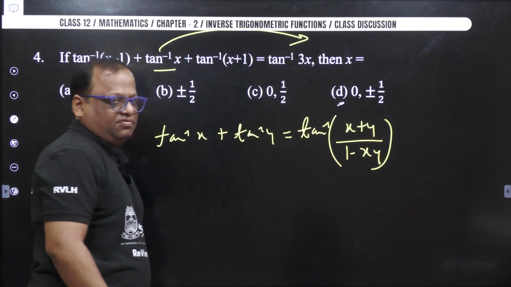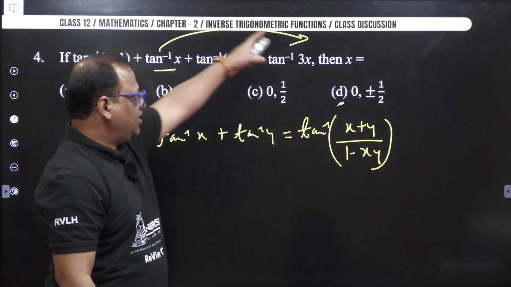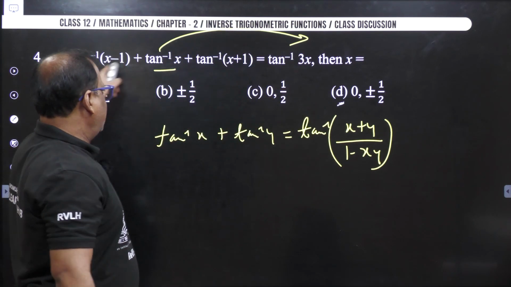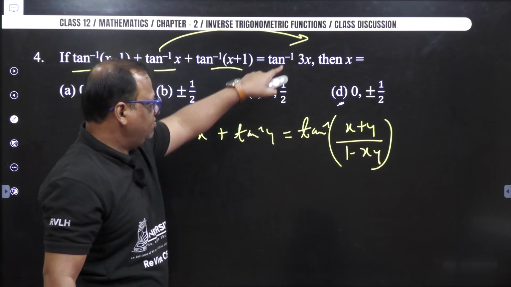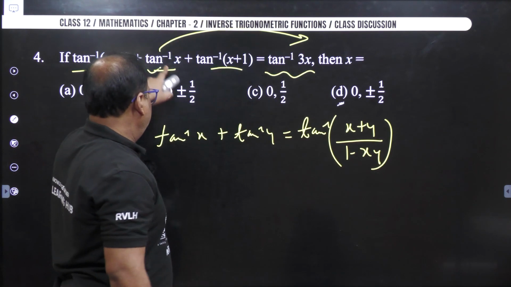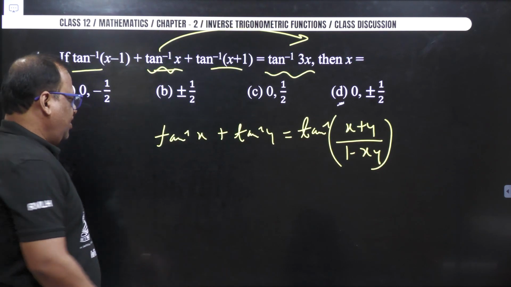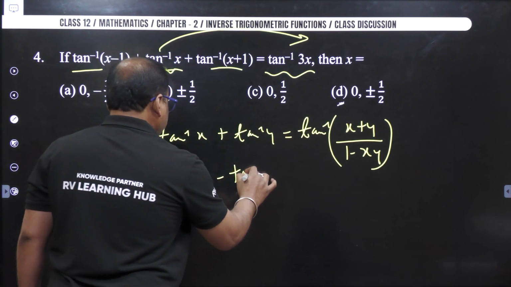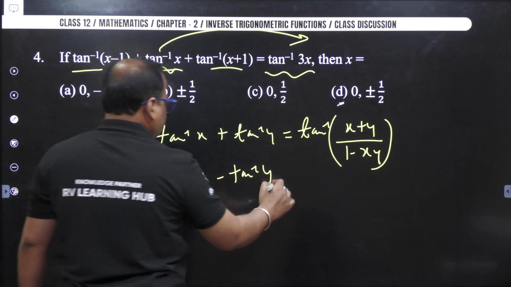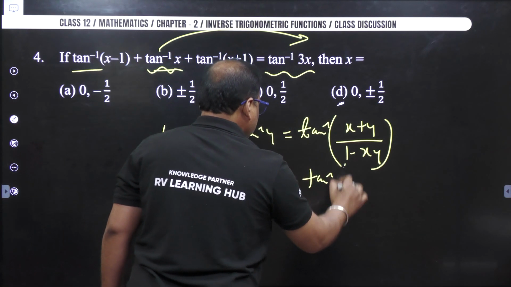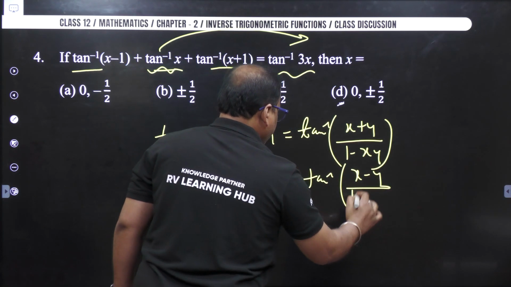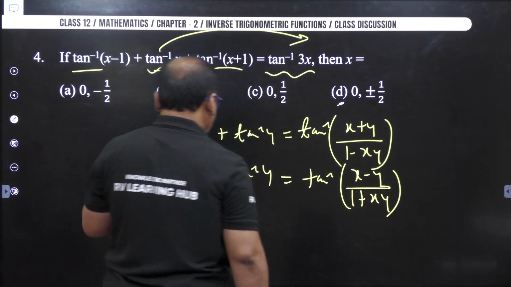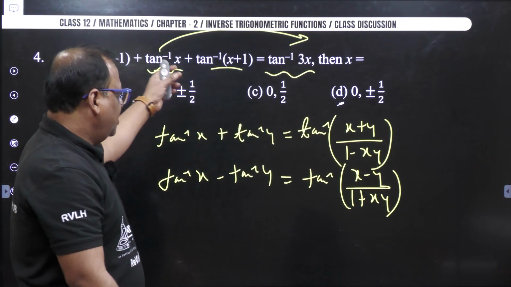You have to use this formula and solve. Shift this to the RHS. These two will combine, then these two will become separate. Again, one more formula is there: tan inverse of x minus tan inverse of y is equal to tan inverse of x minus y divided by 1 plus xy. So we have to use both the formulae and we will arrive at the answer.